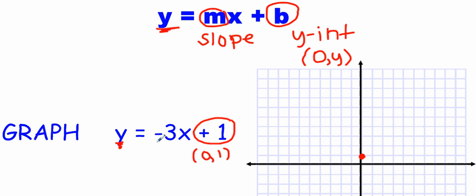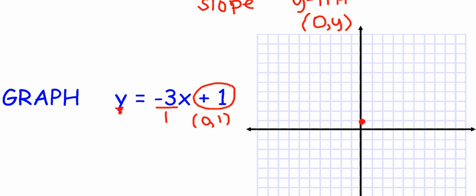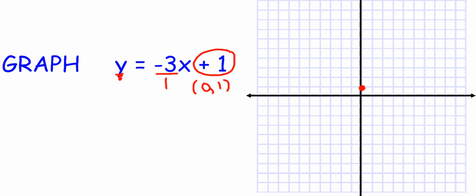From there, I'm going to look at my slope, which is -3 over 1, which tells me that to get the remaining points on my line, I'm going to start at my y-intercept. I'm going to move down 3 and to the right 1. And I'll do that one more time so that I have 3 points. Connect those together to make my not so straight line.